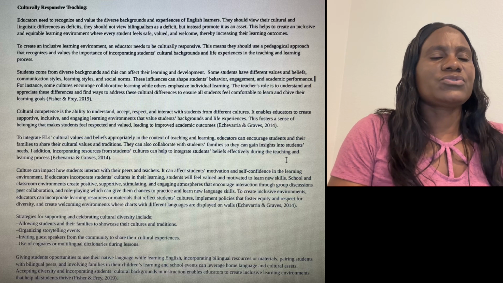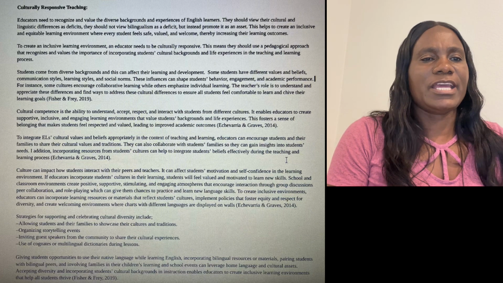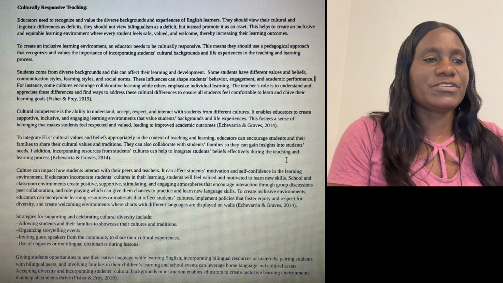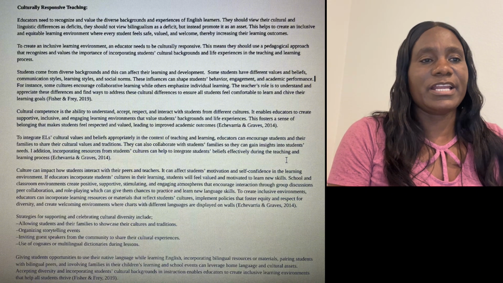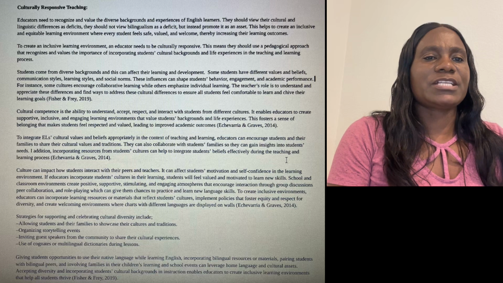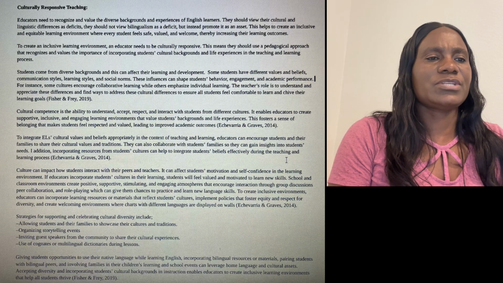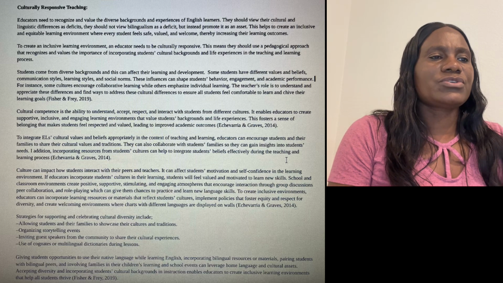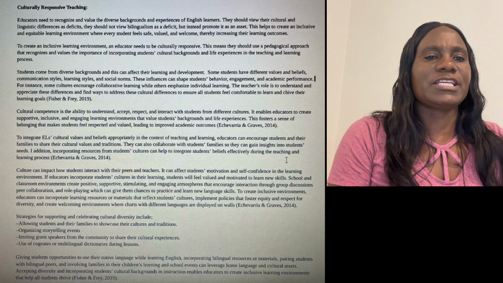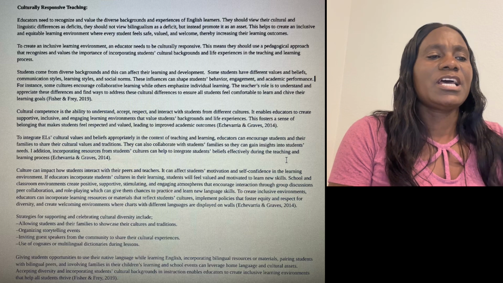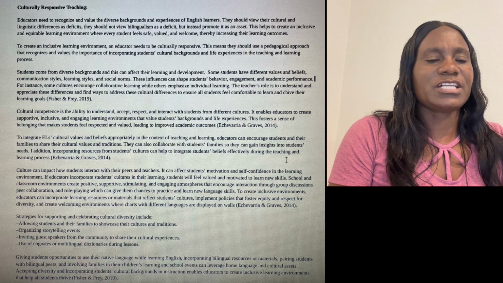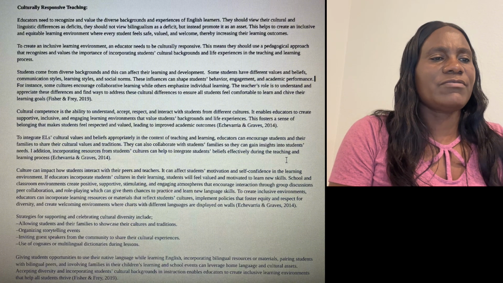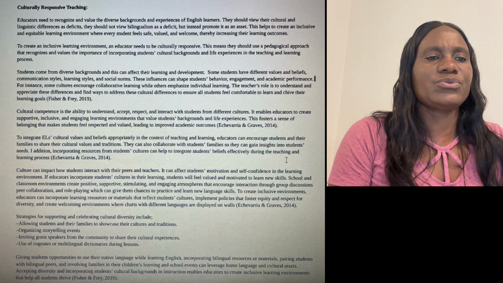Culture can impact how students interact with their peers and teachers. It can affect students' motivation and confidence in the learning environment. If educators incorporate students' cultures in their learning, students will feel valued and motivated to learn new skills. Schools and classrooms should create positive, supportive, stimulating, and engaging atmospheres that encourage interaction through group discussions, peer collaboration, and role playing, which can give them chances to practice and learn new language skills.